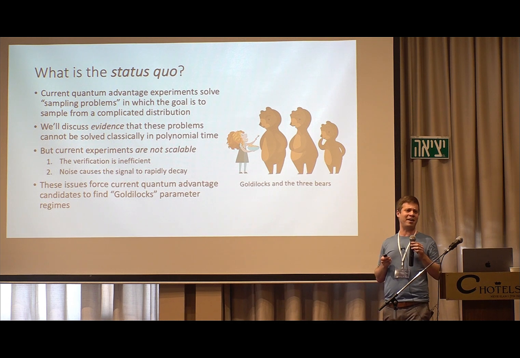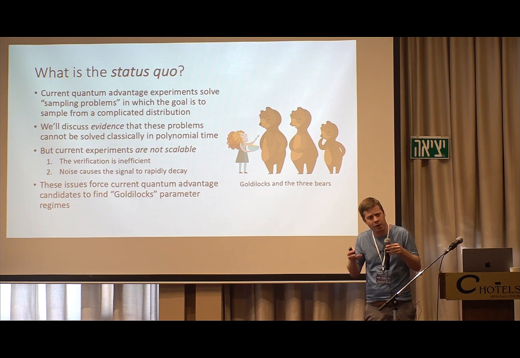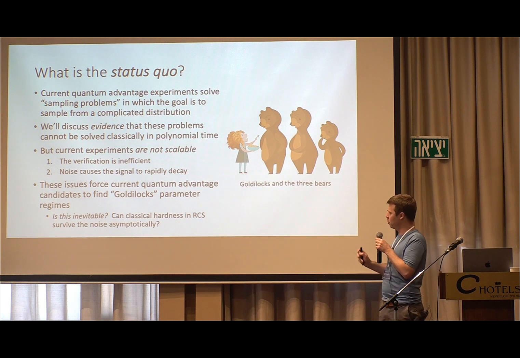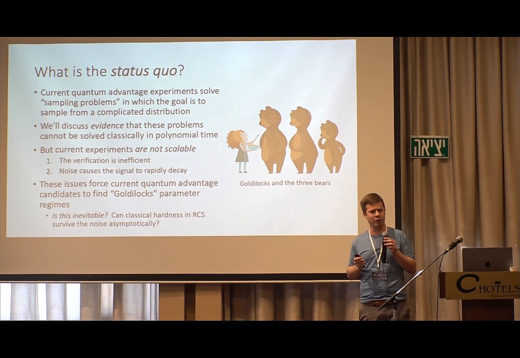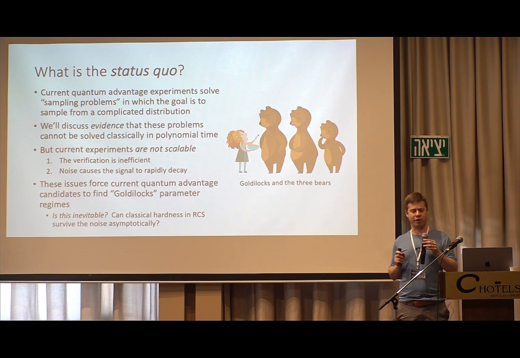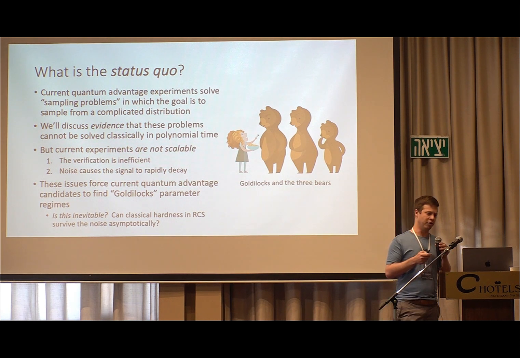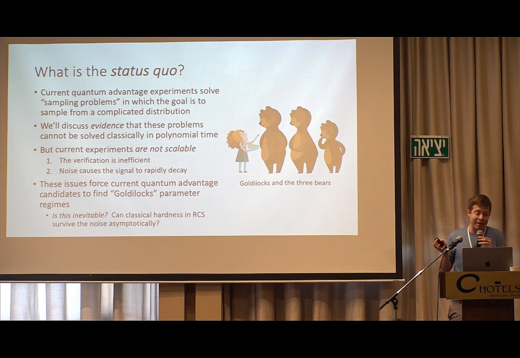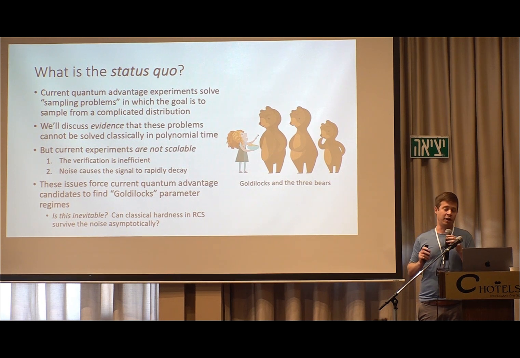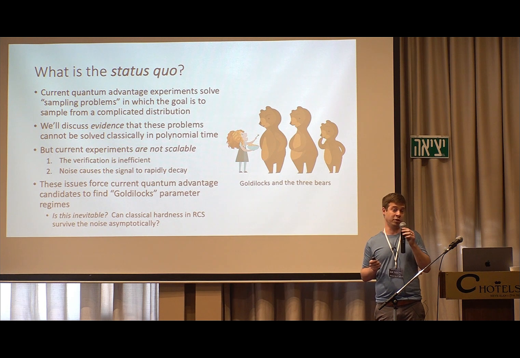But this is not satisfying from a complexity point of view. Again, complexity theory talks about asymptotics and about scaling. So it's a super interesting question to ask if this is inevitable or not, and I would argue this is still very open. In other words, for random circuits, can classical hardness in some parameter regime, some depth and some setting of parameters, survive the noise in an asymptotic sense, even if we ignore verification? We'll come back to this toward the end of the talk. I think this is a wildly open question at the moment.